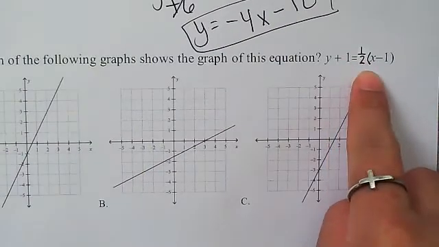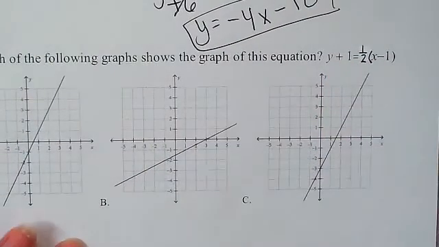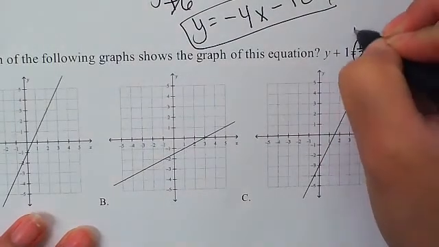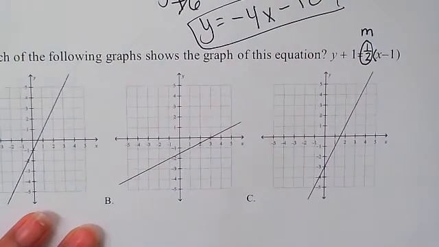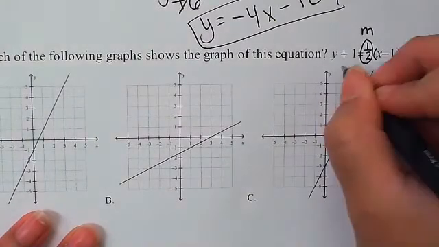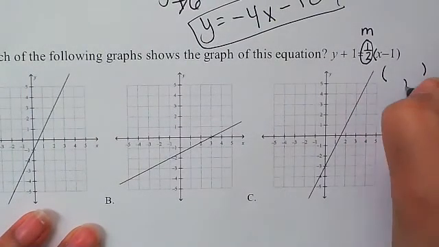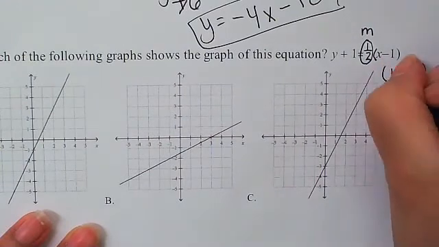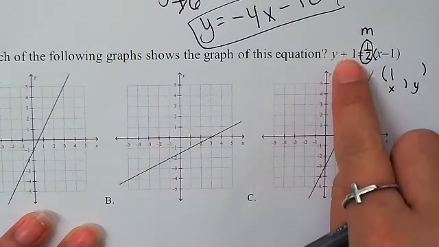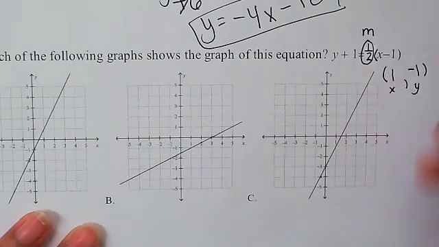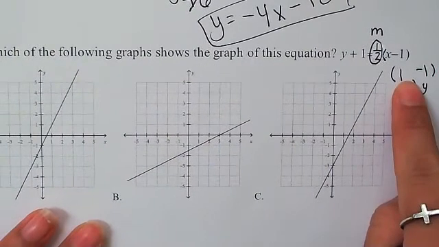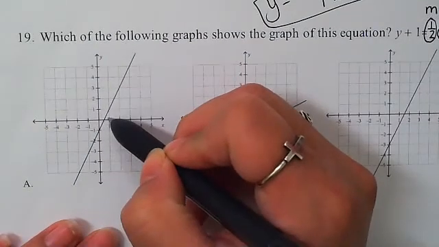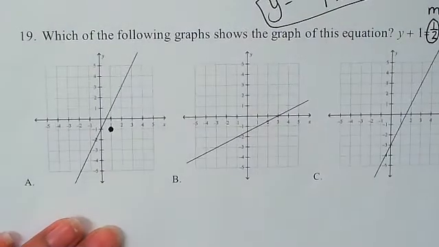Okay, 19. Which of these graphs is represented by this equation? This is point slope, guys. So what it's telling me is that the line I'm looking for has a slope of 1/2, and that it should go through the point x, take the opposite of -1, so it's +1. Y, take the opposite of this +1, which is -1. It should go through 1, -1.